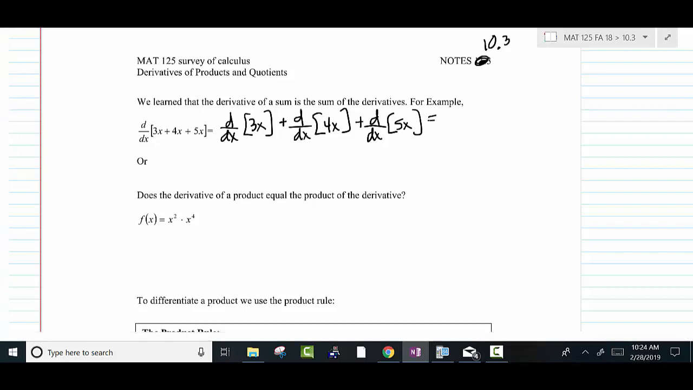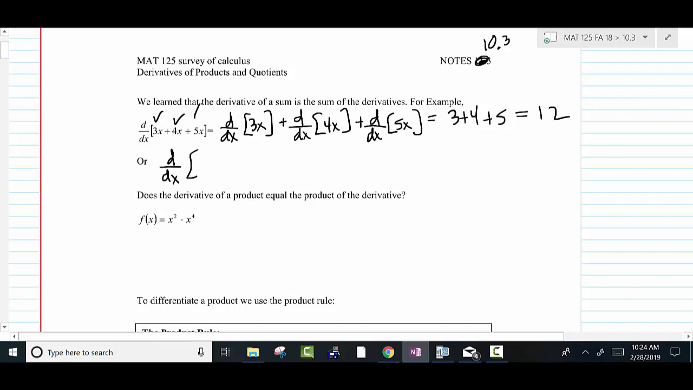Well, what's the derivative of 3x? 3. So you got 3, 4, and 5, right? So you would end up having 3 plus 4 plus 5, so that's equal to 12. Okay, so you could do the problem that way. The other way you could do the problem is like this. Well, these are all like terms, so that's 12x, right? So if you did the derivative of 12x, what is that? 12. So see, it works in this case. You can break up a derivative of a sum into the sum of the derivatives.